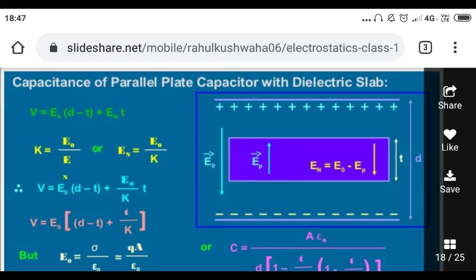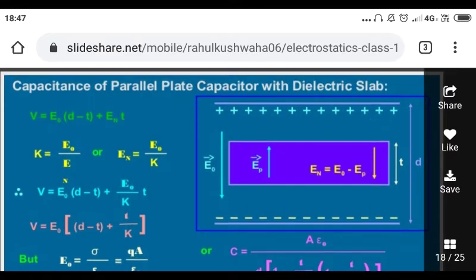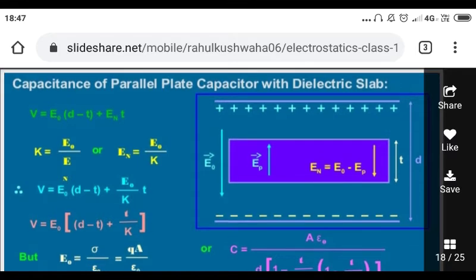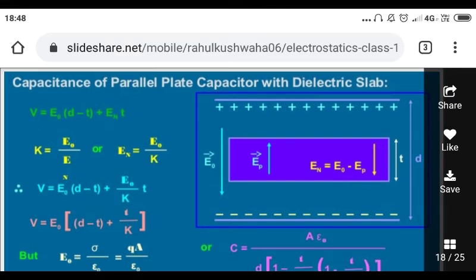plus En into t. As we know from the potential difference formula, V is simply E into d, where d is the separation. So when we take the air separation, the part of air is d minus t, so E0 into d minus t is due to air. The second term is En into t, where n is for the medium: the electric field generated in the dielectric, and t is the thickness of that medium.